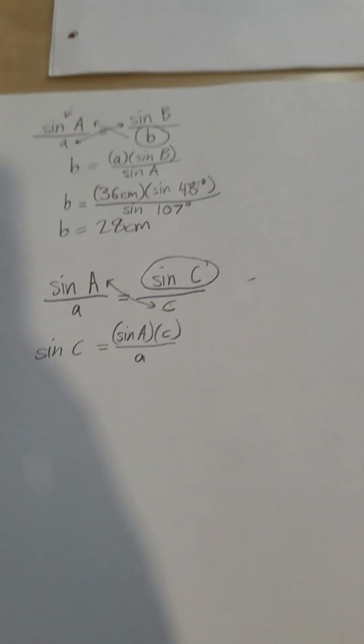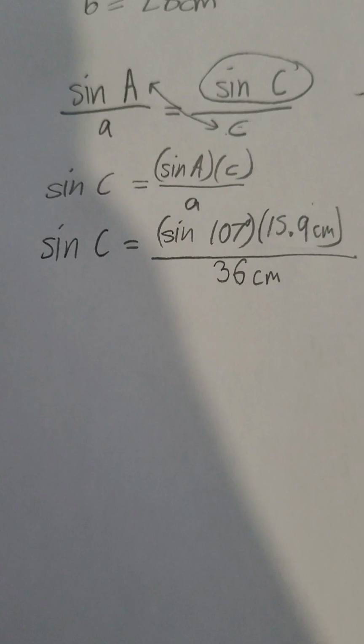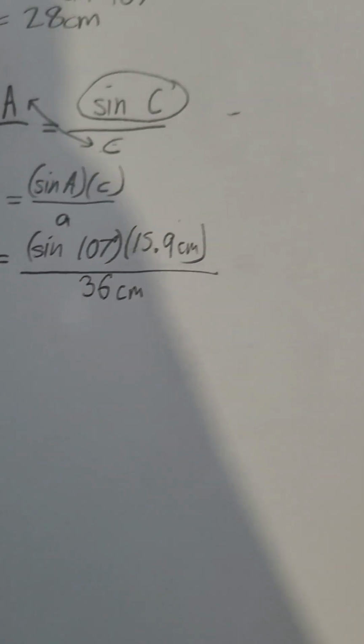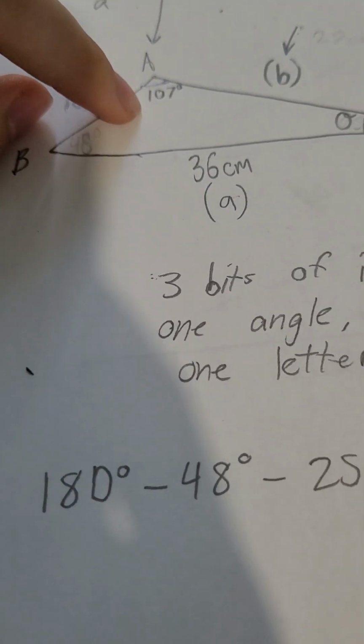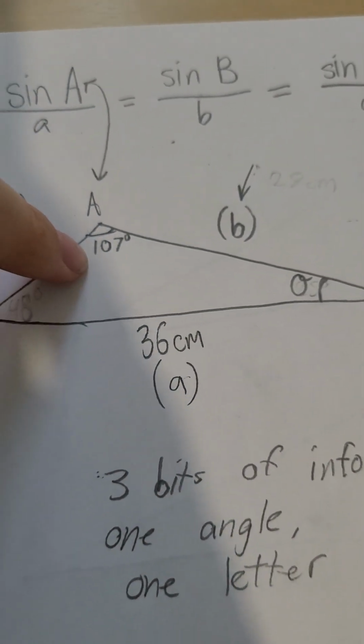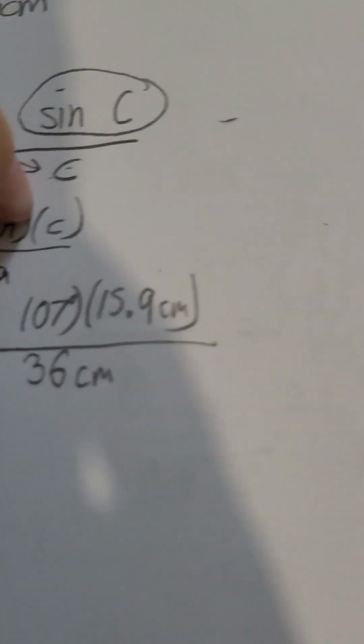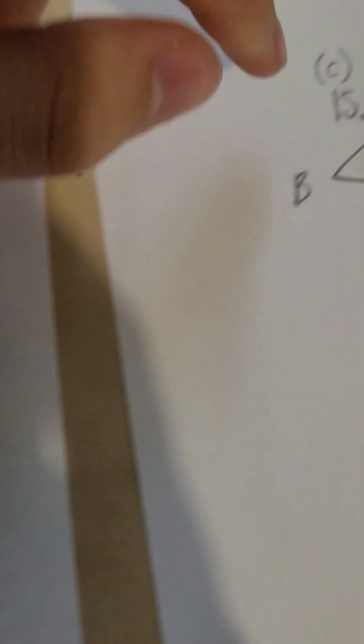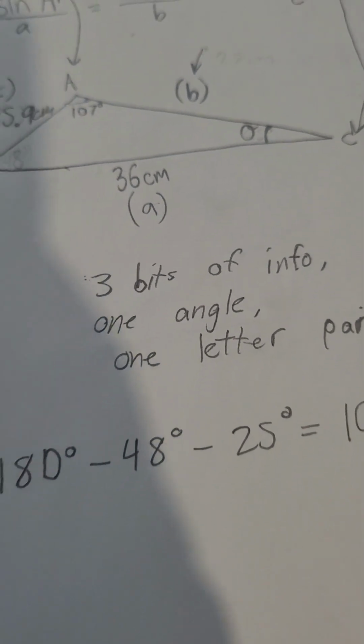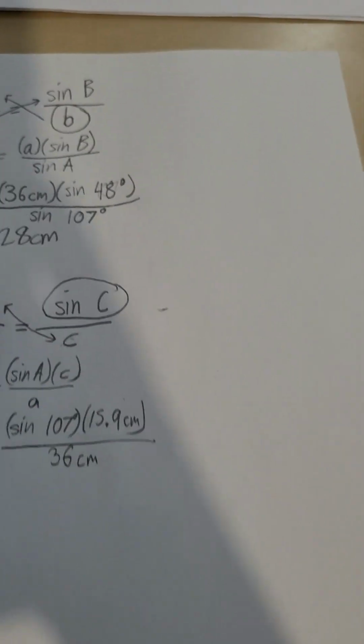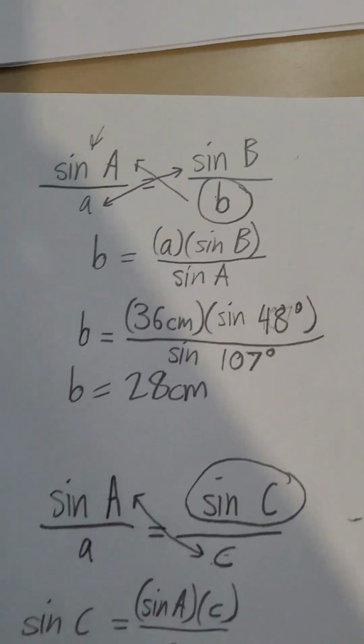And I will just make a quick cut to sub in the values. Okay, here we have our equation. Now, the sine A was swapped in for 107 degrees. The side of C was swapped in for 15.9 because that's this side. And then A, the lowercase a, was swapped in for 36 because that is this side. And now, once again, we go to the calculator and we put in this equation.